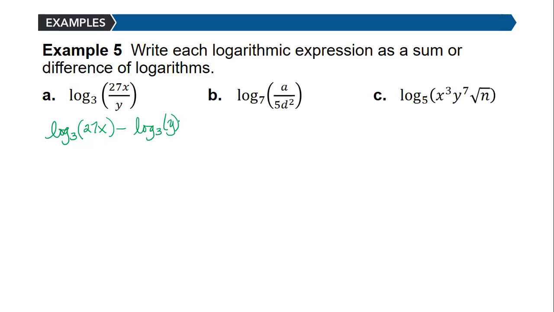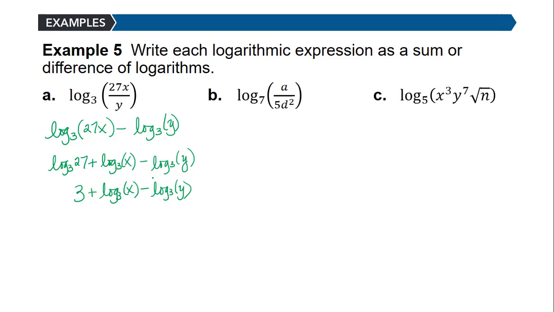Now we need to examine our arguments to see if any other property can apply. And I notice that my first argument is a product of 27 and x. I can rewrite that as a log to the base 3 of 27 plus log to the base 3 of x minus log to the base 3 of y. And finally, I want to see if I can simplify any of these expressions any further. Log to the base 3 of 27 means what exponent of 3 gives me 27? Because 3 cubed is 27, I can rewrite this as 3 plus log to the base 3 of x minus log to the base 3 of y. Now be sure when you're completing your homework that you enter this expression without any spaces and you put your argument in parentheses.